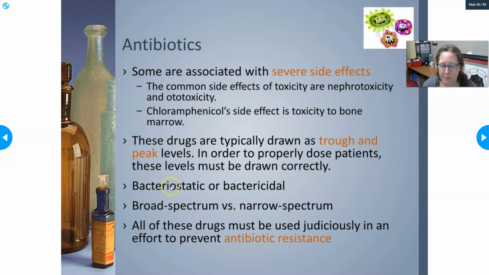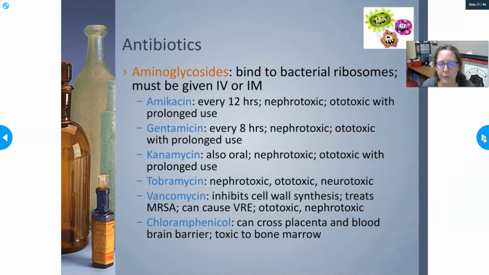Antibiotics can be bacteriostatic, meaning it's stopping the activity or the replication of the bacteria, but not killing it. But then it allows the body to take over and do its thing, the immune system to wipe them out. Or some antibiotics are bactericidal, meaning they directly kill the bacteria. Some antibiotics are broad spectrum, meaning they can target a wide range of different types of bacteria. And some are narrow spectrum, meaning they're only good and effective for a few different types of bacteria. These drugs must be used judiciously because we want to prevent antibiotic resistance, and that's a whole other thing we're not going to get into.